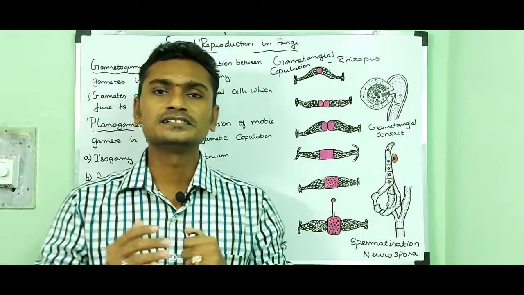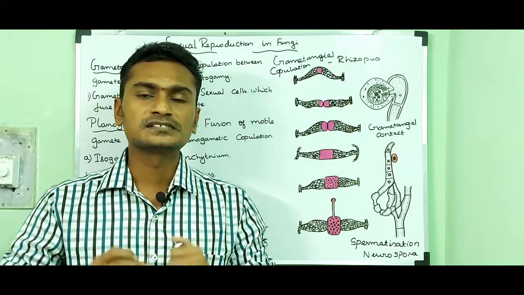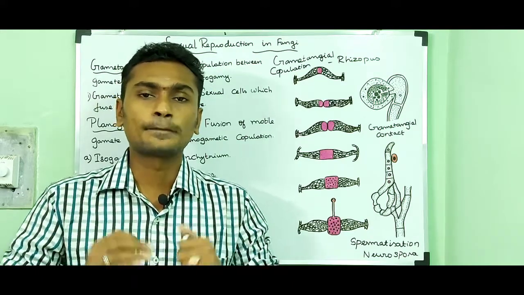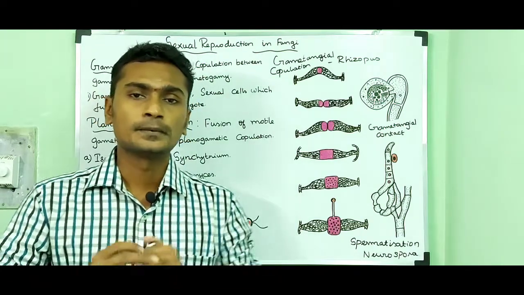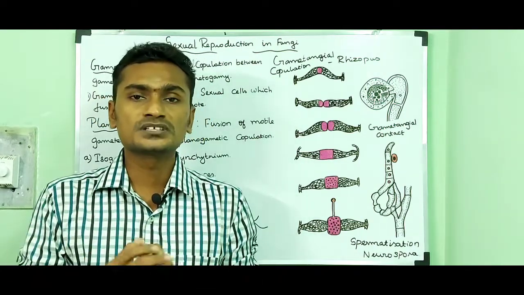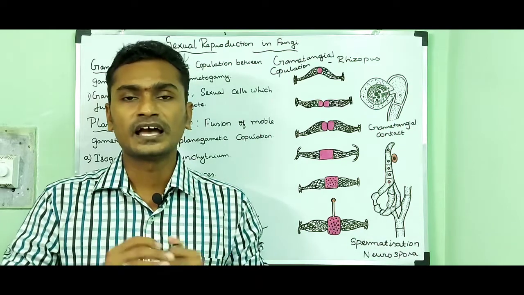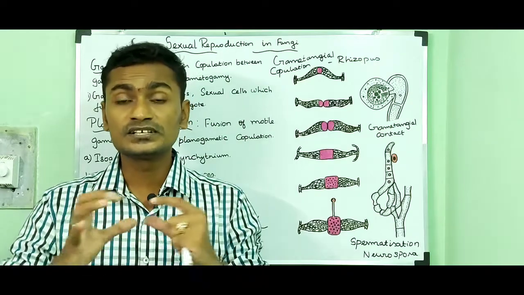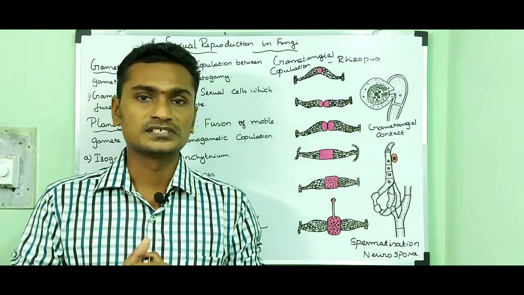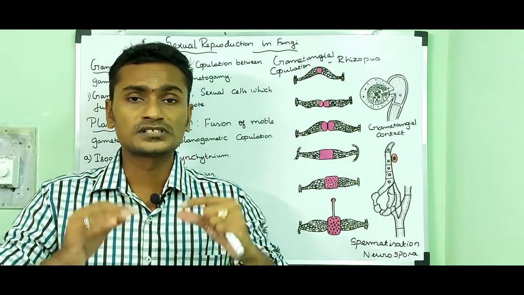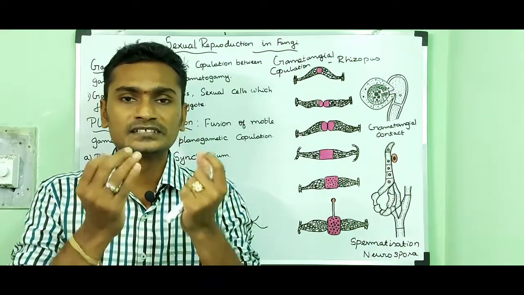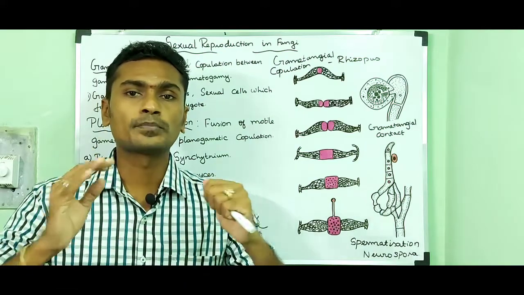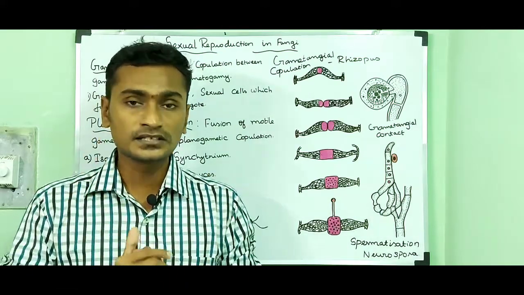I am Mandri Kumar Rajesh. In this video, we are going to discuss sexual reproduction in fungi. Sexual reproduction involves plasmogamy and karyogamy. Plasmogamy means the fusion of two different sexual cells, and karyogamy means fusion of two different nuclei. This results in the formation of a diploid nucleus, and the diploid nucleus undergoes a process called meiosis and gets reduced into four haploid daughter nuclei.